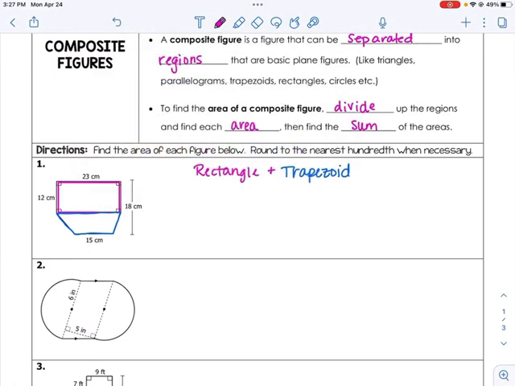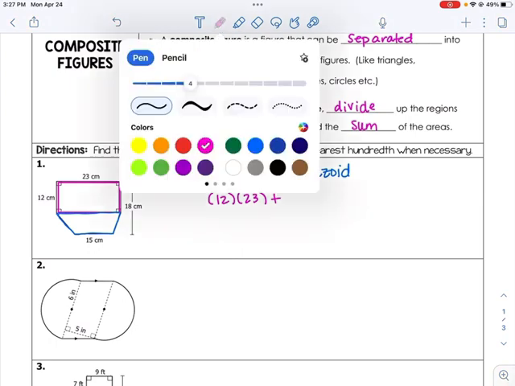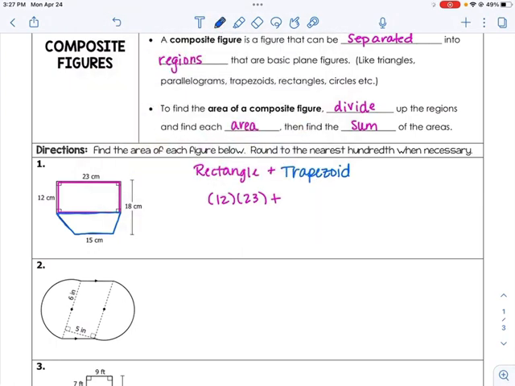So the area of our rectangle, we're just going to need to take length times width. Now for our trapezoid, if you remember our formula, we have 1/2 times the height times the sum of the bases. Well, it looks like our bases are 23 and 15, right? We're talking about these parallel sides that I'm highlighting really thick right here. So I'm going to replace base 1 and base 2 with 23 and 15.